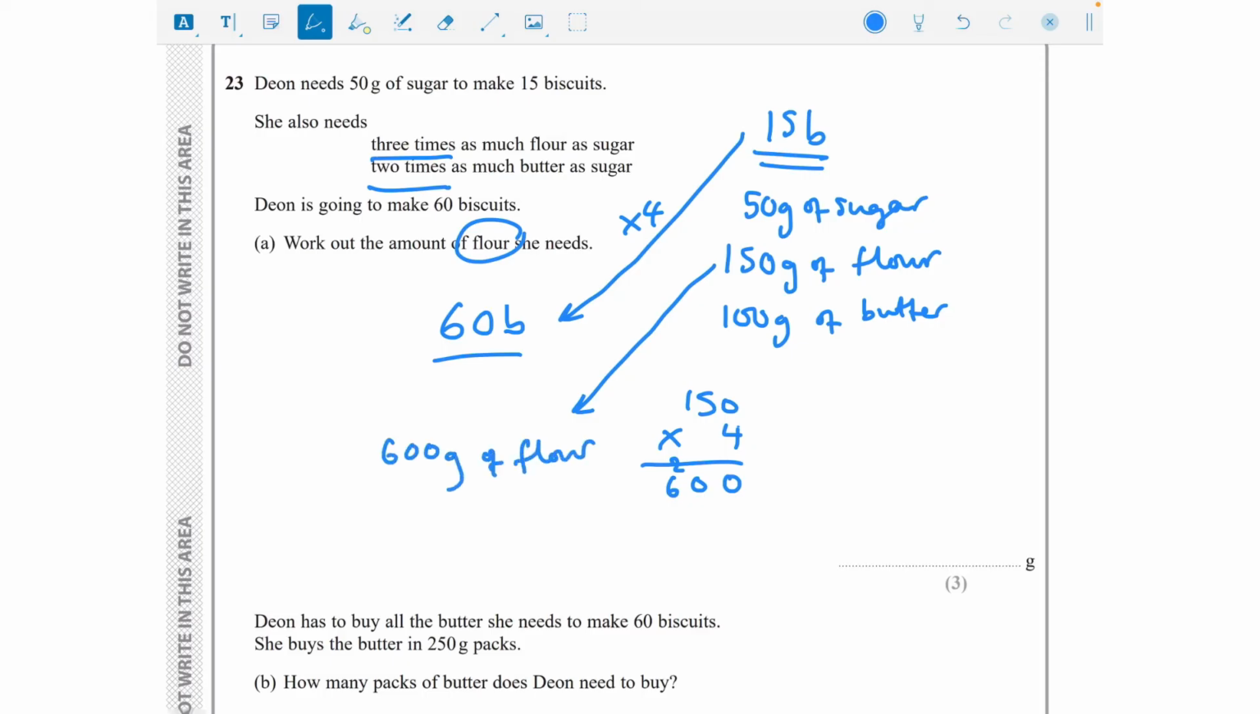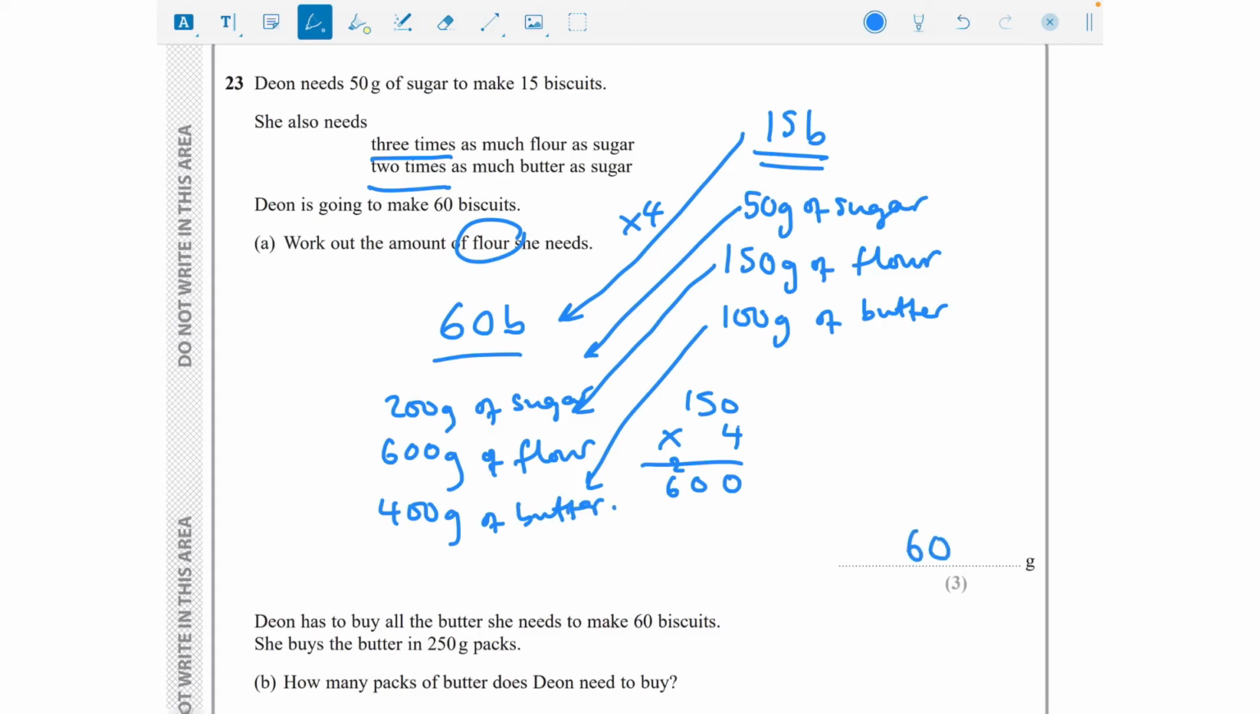And we can do the other two as well. If we times 50 by 4, we get 200 grams of sugar. And if we times the bottom one, the butter, by 4, we get 400 grams of butter. But the question was only asking us for the flour, so she needs 600 grams of flour for the biscuits, sorry.